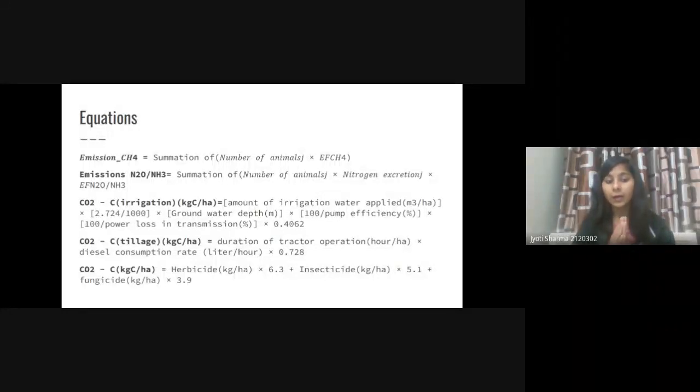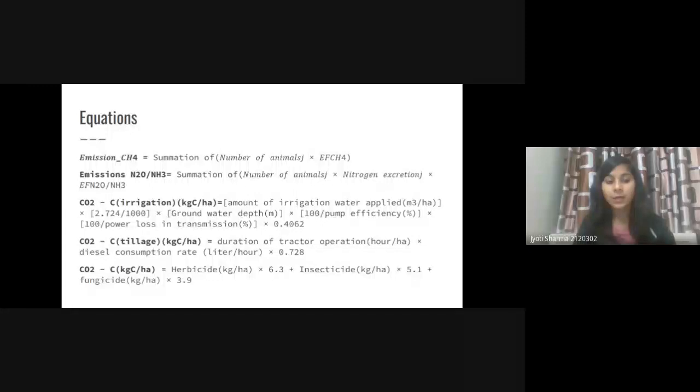Another is tillage. Tillage is calculated from how much time your tractor was operated in your field, how much diesel that tractor consumed, and per hour how much diesel we use. So this is the emission factor.